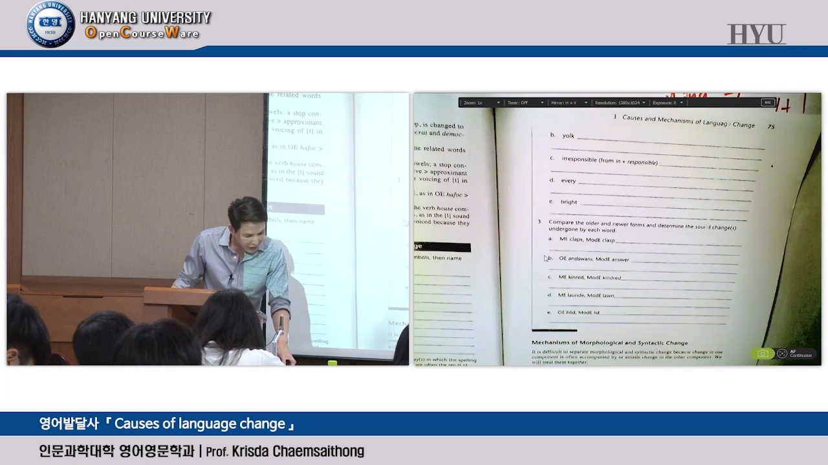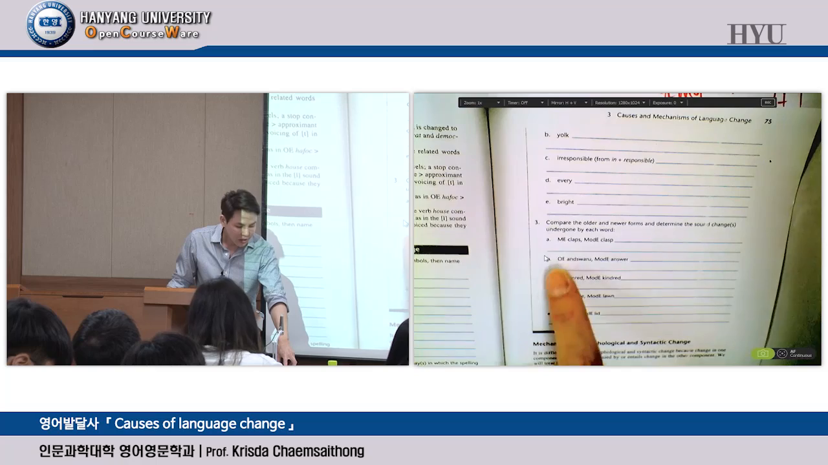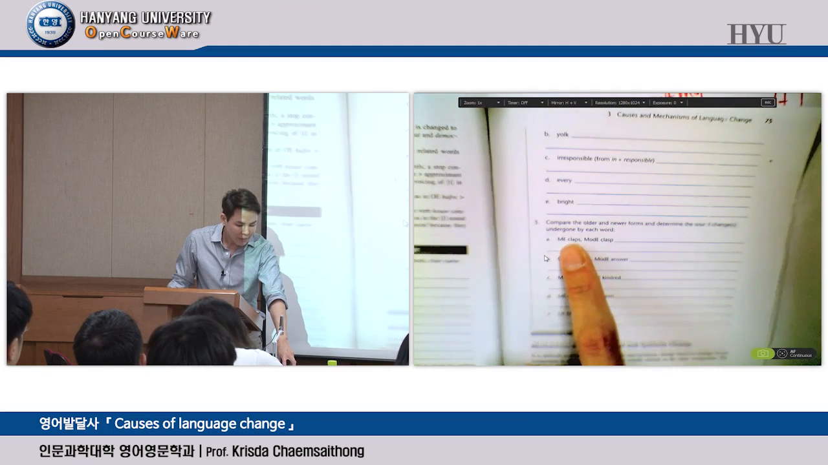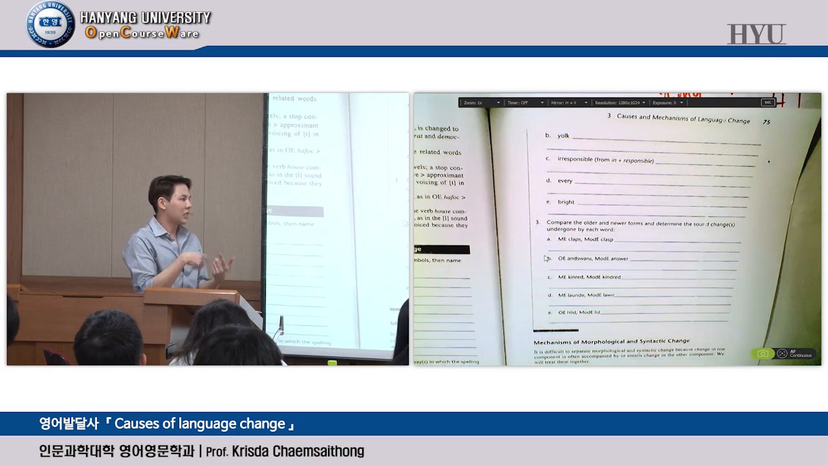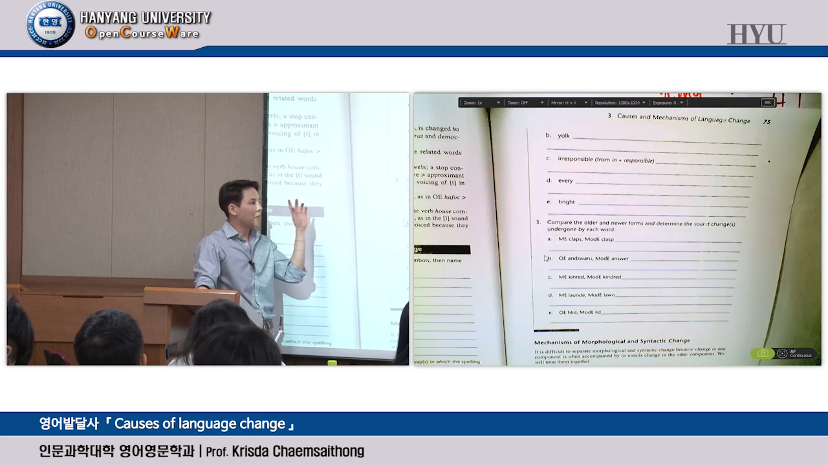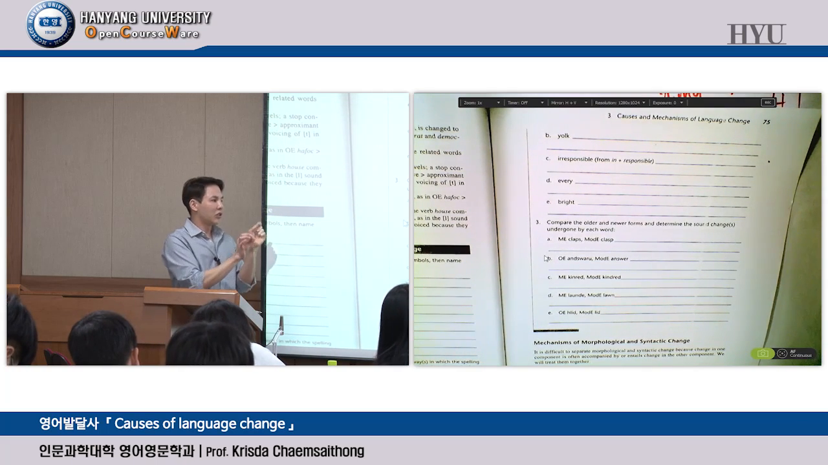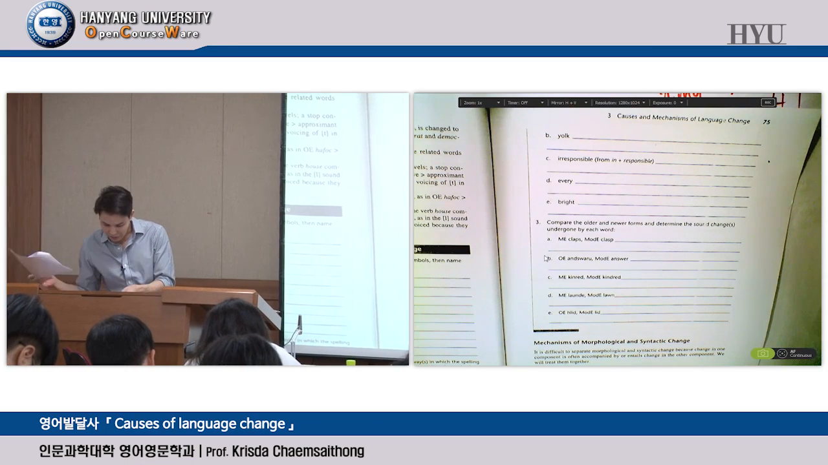And number 3, kind of the same thing as number 2. So they compare 2 stages of English. ME is Middle English, Modern English. So clasp becomes clasp, like that. So what kind of process took place between Middle English and Modern English? You should be able to tell by comparing the 2 forms. Okay. So I'll walk around and help you.